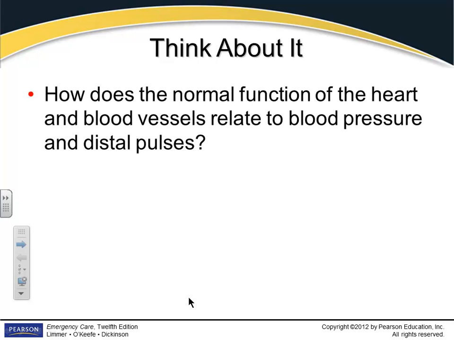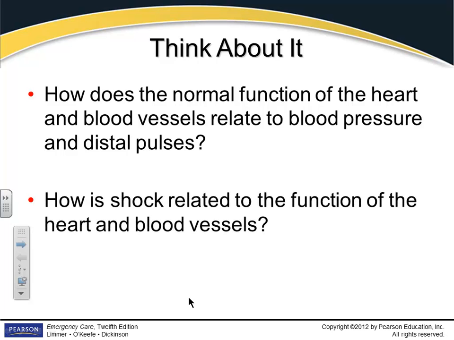How does the normal function of the heart and blood vessels relate to the blood pressure and distal pulses? How about if the heart's not functioning right? If it can't get a good contraction, then we're not going to get blood pressure, we're not going to get distal pulses. All that talks to the components of the heart, that everything has to work together.